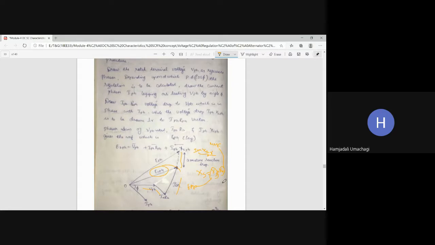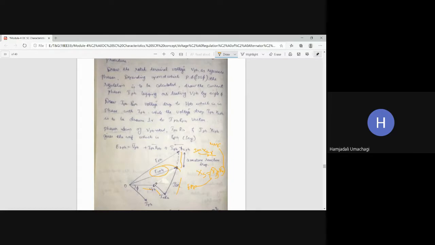So now we are trying to separate the drop-causing components. VPH, IARA, and I into XL, all these we are treating as EMF quantities. If it is an EMF quantity, how do we calculate E1PH? For that we should make use of the EMF method formula. You can see, draw the current phasor IPH lagging or leading VPH by an angle of phi. Now draw the I phase RA drop to VPH.